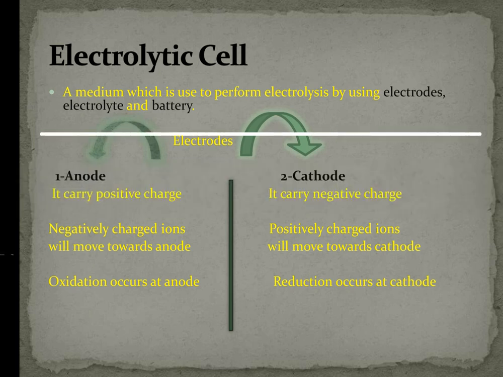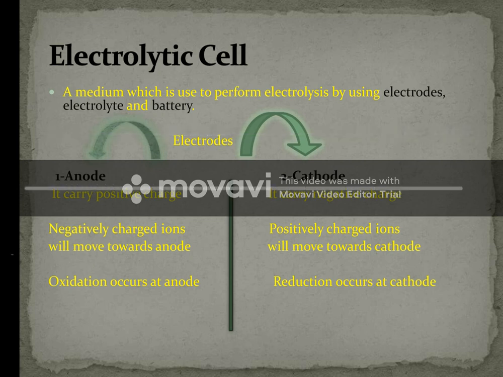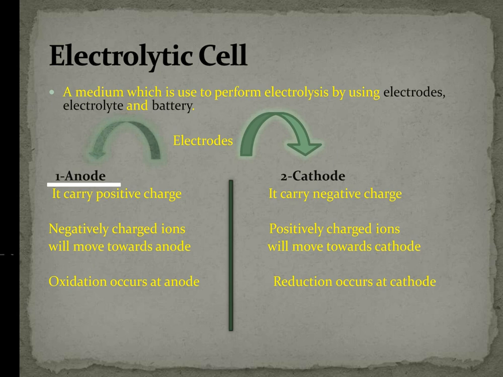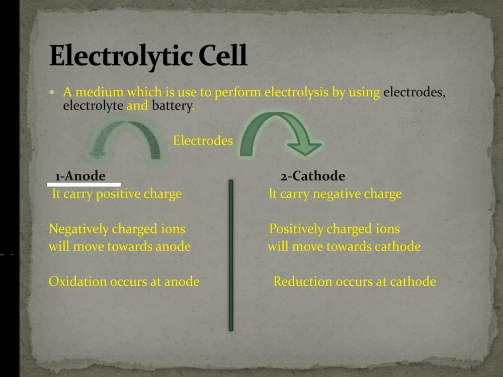Electrodes are metallic materials which are used to conduct electricity, as a medium for electrons to flow from one medium to another. There are two types of electrodes, anode and cathode. Anode carries positive charge. Negatively charged ions in the electrolyte solution will move towards the anode. And always remember one thing, oxidation always takes place at the anode. Oxidation is basically the loss of electrons.